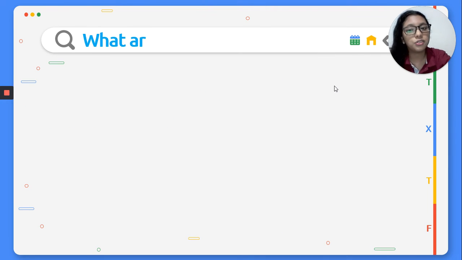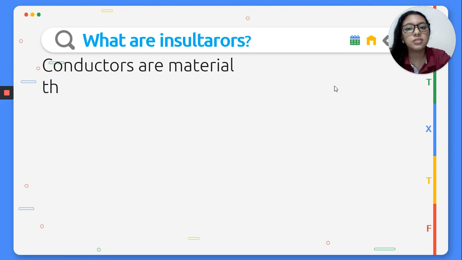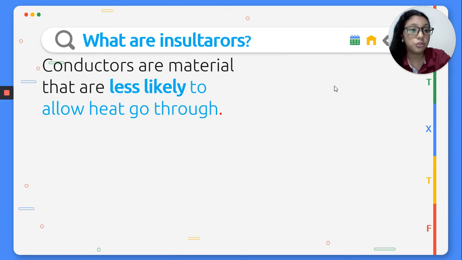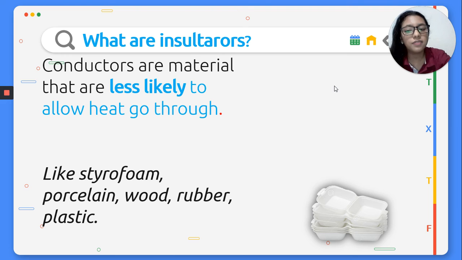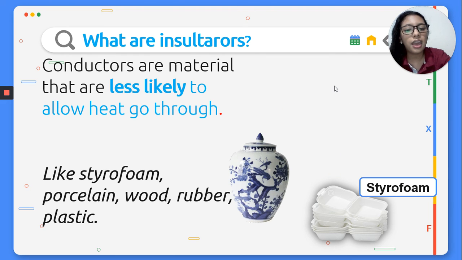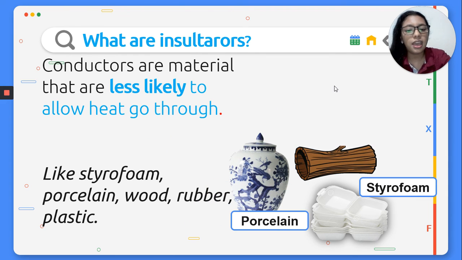The insulators. So what are insulators? Insulators are materials that are less likely to allow heat to go through, like styrofoam, porcelain, wood, rubber, and plastic. Here we have styrofoam, and here it's porcelain, and then we have wood. And the rest of it, you know about it.